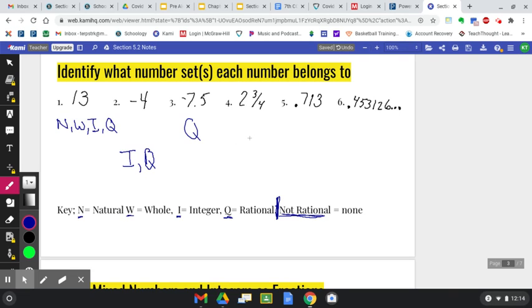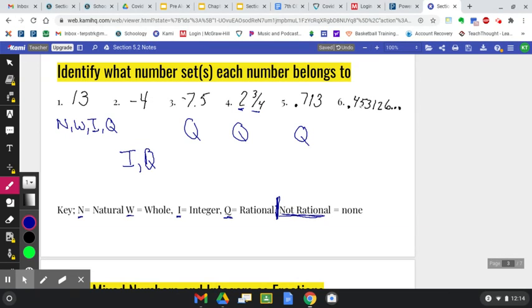2 3/4, right? So this is just for terminology, right? This is a mixed number. It has a whole and a part. You could change it to a decimal to see that it ends, or I should know that it's written as a fraction. That is a rational number. 0.713, right? Terminating decimal. I know that that is rational.